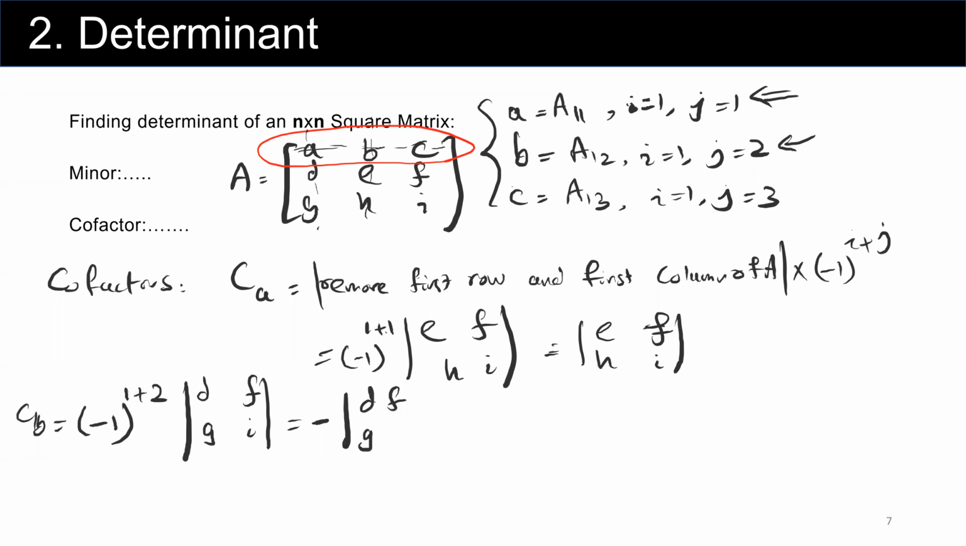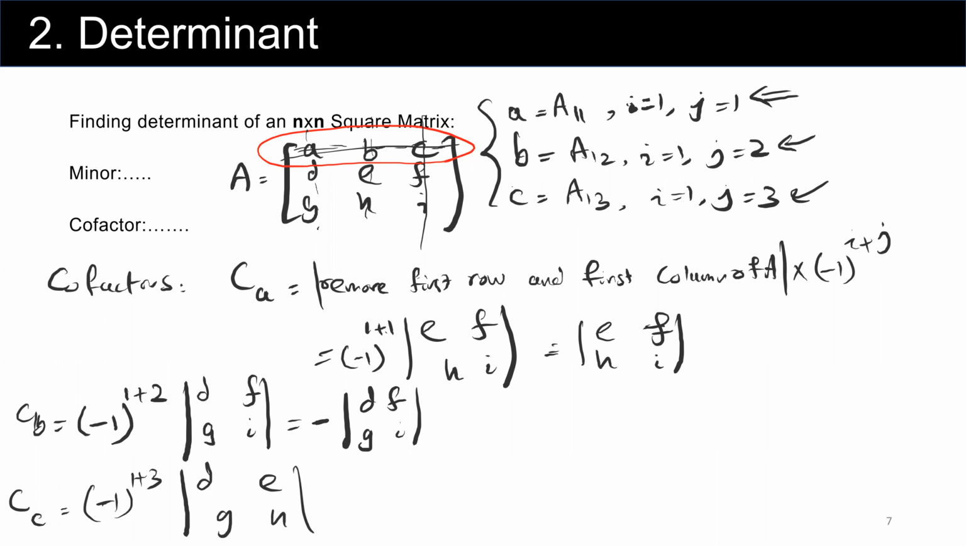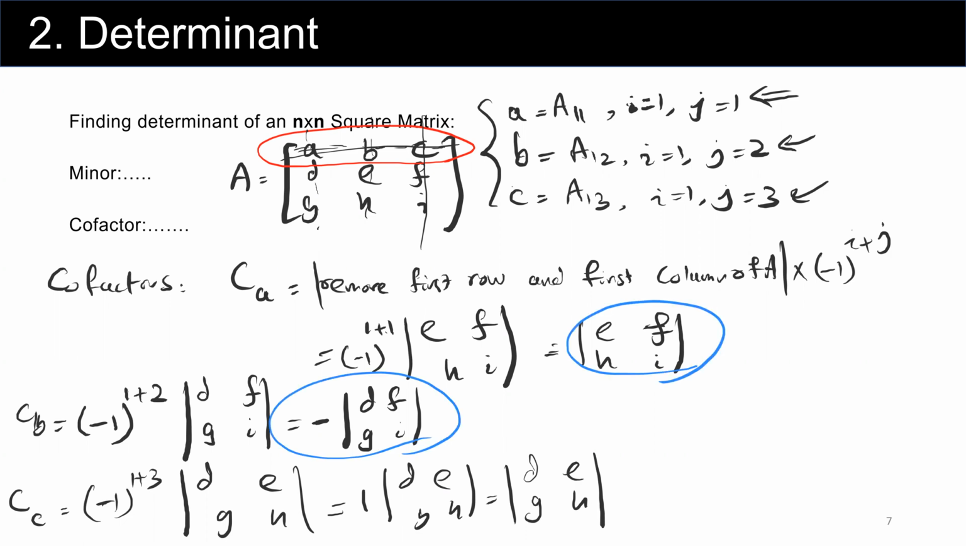D, F, G, I. And the last one, cofactor of element C, -1 to the power i plus j, 1 plus 3. Determinant of, we remove these two, D, E, G, H, which is equal to 1 multiplied by determinant of D, E, G, H. All right, now we have these three cofactors for A, for B, and for C.